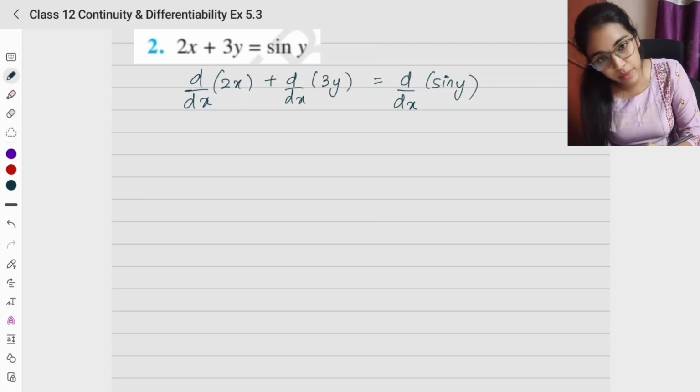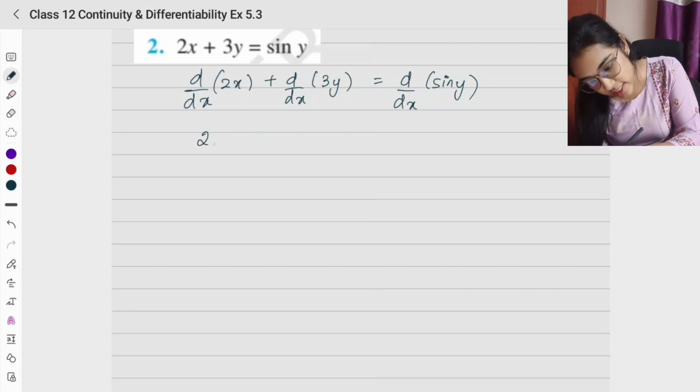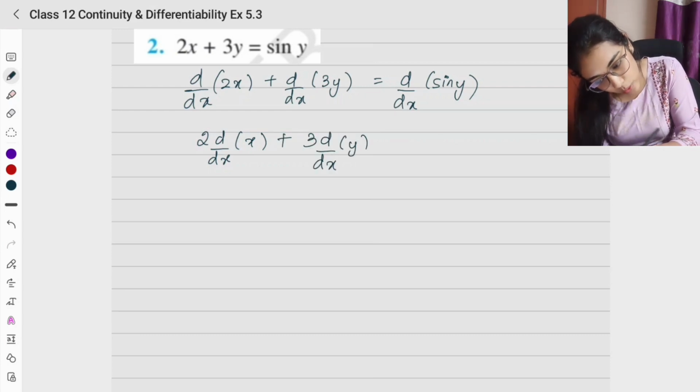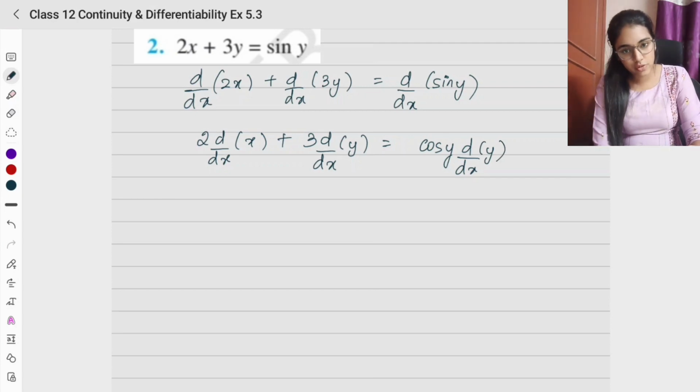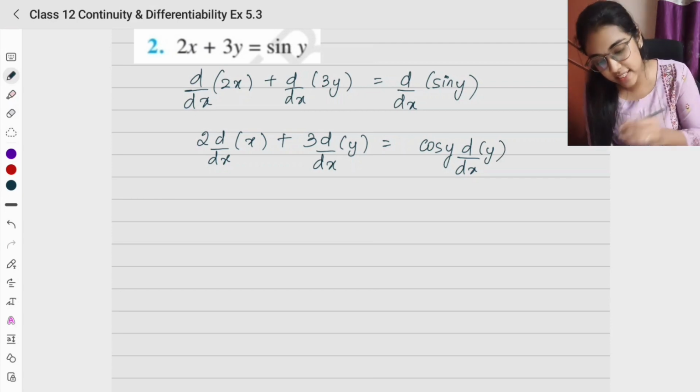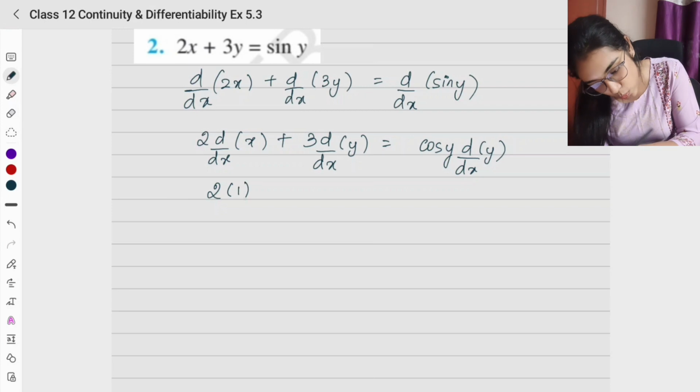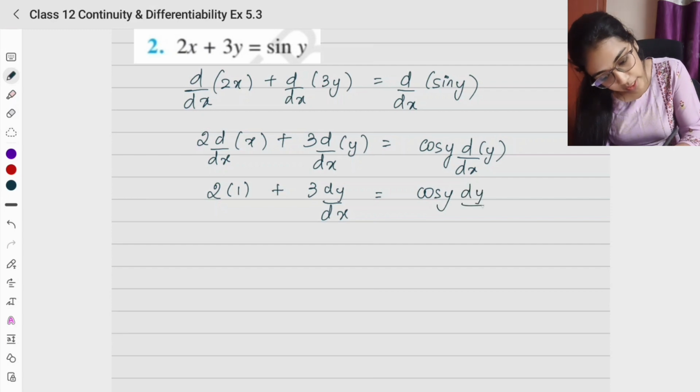So what is my next step? D by dx of 2x, 2 is a constant times d by dx of x, plus 3 is a constant, d by dx of y, is equal to d by dx of sin y. So this is going to be cos y times d by dx of y. Correct? The variable here is y. So you need to take the derivative with respect to x. So in that 2 times 1 plus 3 times dy by dx is equal to cos y dy divided by dx.